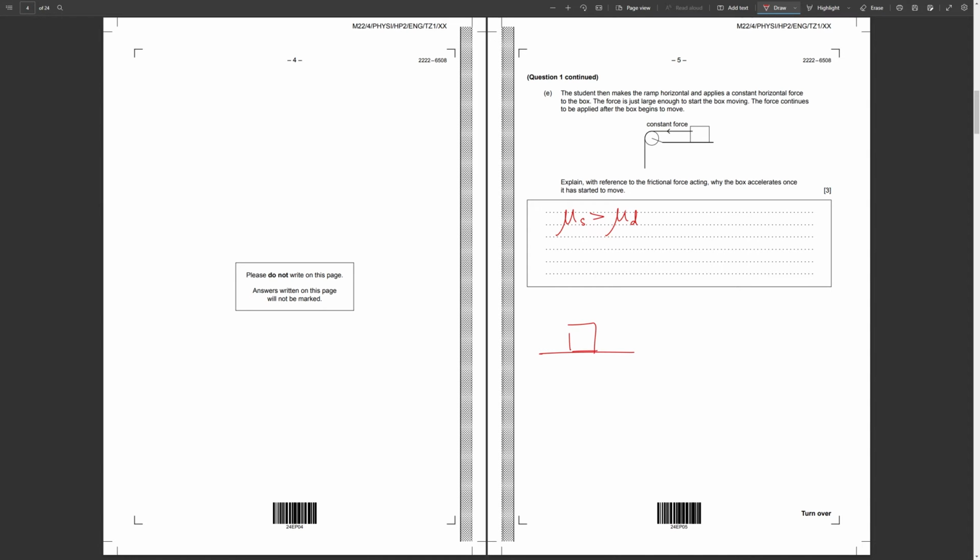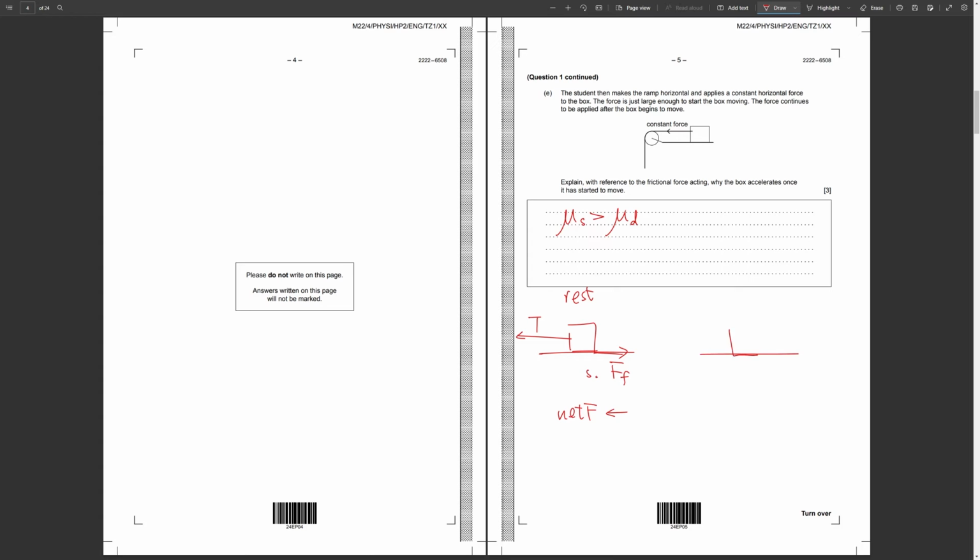On this table, there is a stationary box, a tension going to the left, and a friction going to the right to oppose the motion. And this force is a static friction because it's stationary. However, the tension force is greater than the static force, which makes a net force going to the left.